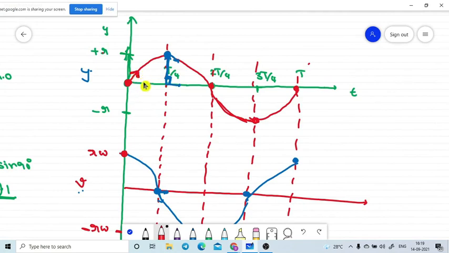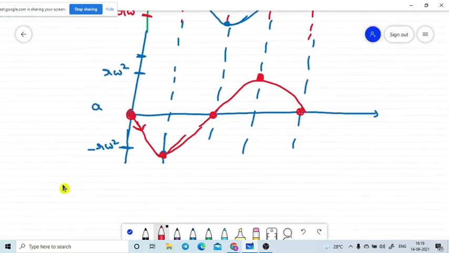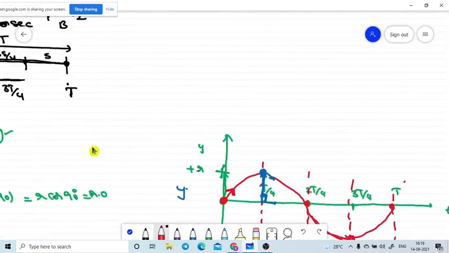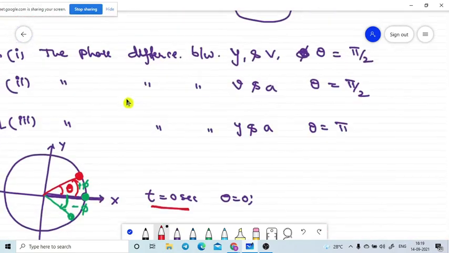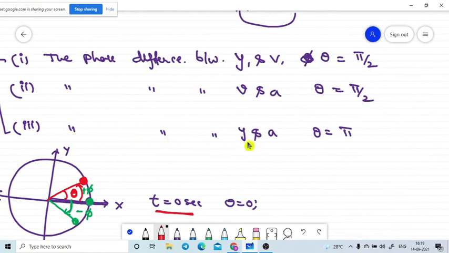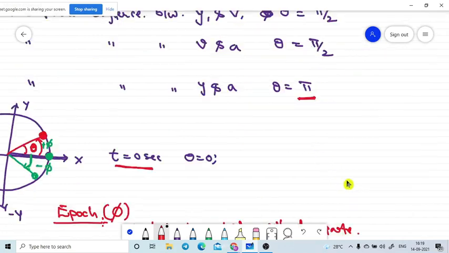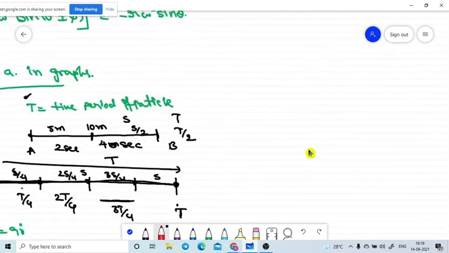What is the phase difference between the displacement and acceleration? If one particle is trying to go in the downward direction and another particle is moving in the upward direction, what is the phase difference between these two? 180 degrees. That is what we discussed in the previous case: the phase difference between the acceleration and displacement is pi. The graph also shows the same phase difference. So this is the phase difference.